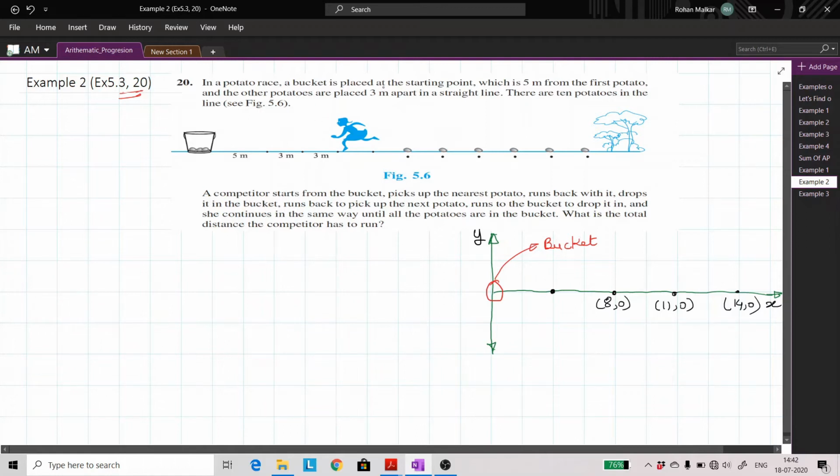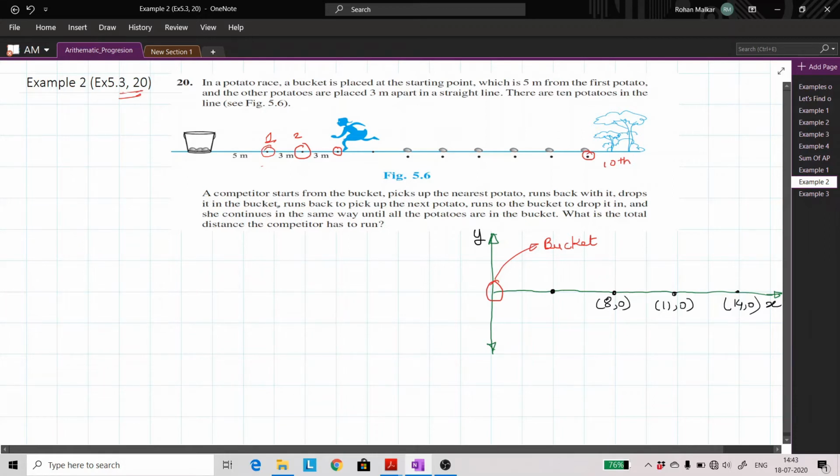A bucket is placed at the starting point. So this is the bucket's starting point, which is 5 meters from the first potato, and the other potatoes are placed 3 meters apart in a straight line. So there are potatoes placed along a straight line here. The first potato is at a distance of 5 meters from the bucket. The second potato is at a distance of 3 meters from the first. So this is the third potato, and similarly till the last potato. That is, there are 10 potatoes in the line. So this is my 10th potato.